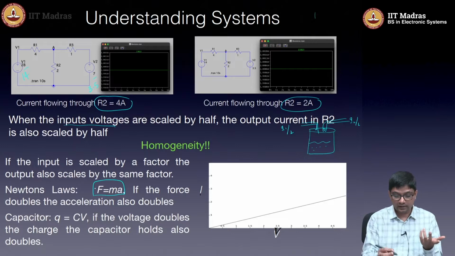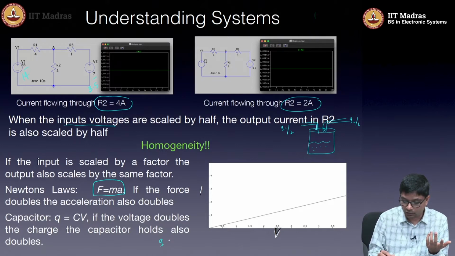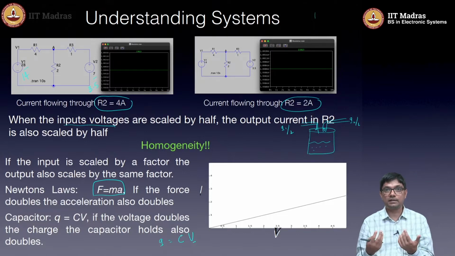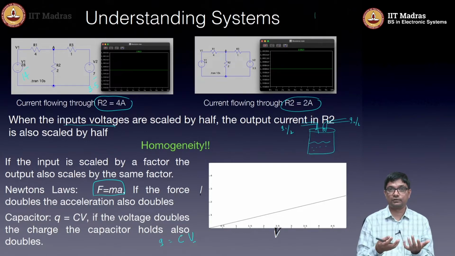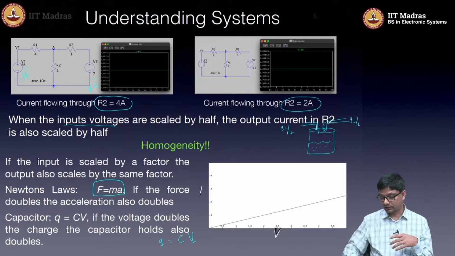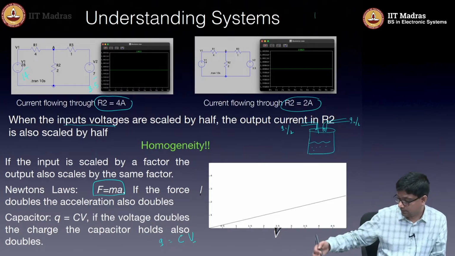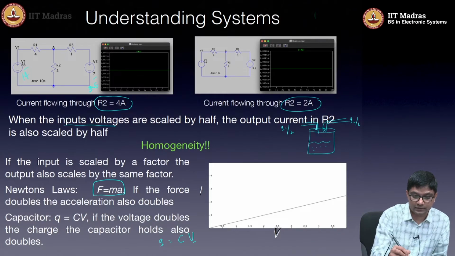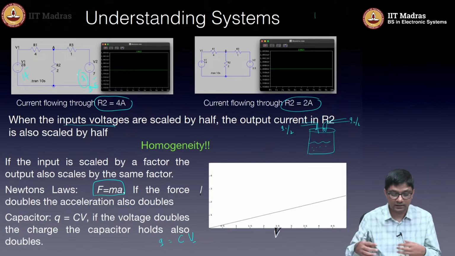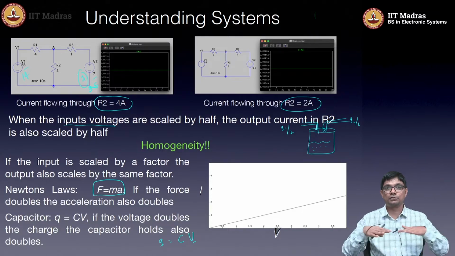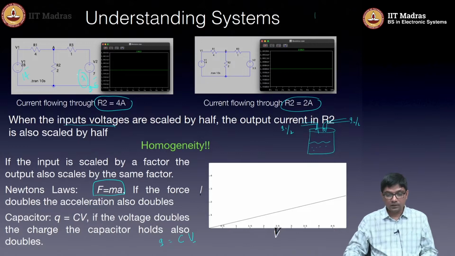Similarly, I know that a capacitor stores a charge based on a certain voltage. If the voltage is doubled, the amount of charge is also doubled; if the voltage is halved, the amount of charge halves, and so on. So when there is a certain scaling in the input, the output also scales accordingly. Of course, things will be different when I just scale this to 14 and leave this as 7. It will not work as it is. So all the sources should go down by half.